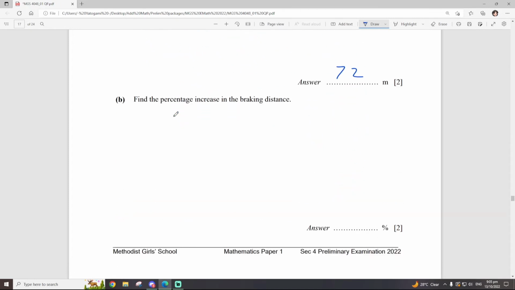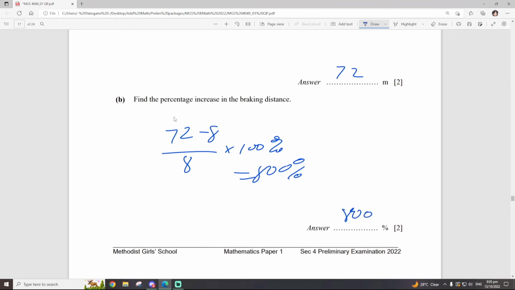Find the percentage increase. Okay, percentage increase means we must take the new minus the original, divide by the original, times 100%, which is 800%. Because 72 minus 8 is 64, divided by 8 is exactly 8, so it's 800% increase.